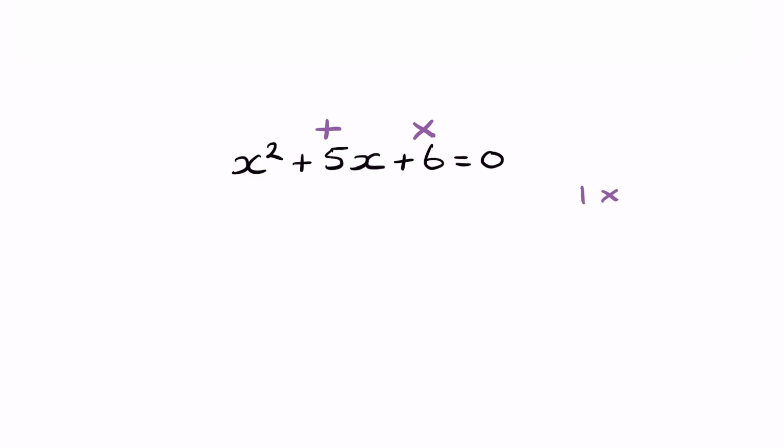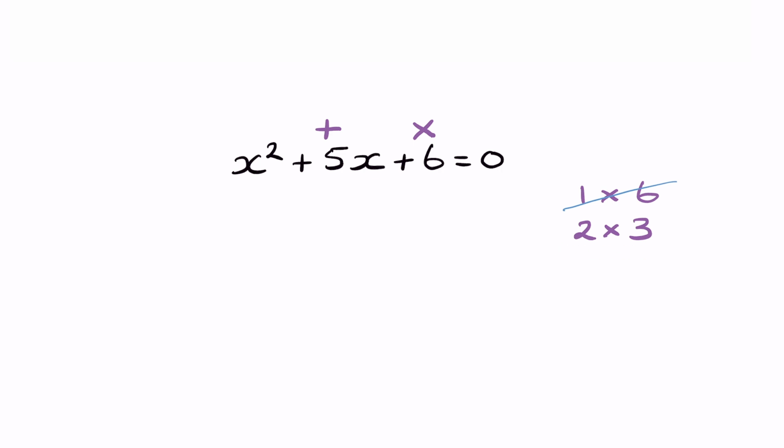We look at 1 times 6, then we go to the latter term and we say, does 1 and 6 add to make positive 5? And it doesn't. So pop a line through that and move on to the next pair of factors. And obviously we're working with the factors of 6, so I expect most of you can see that by now: it's 2 times 3. And do they add to make positive 5? Yes, they do. So there are two numbers.